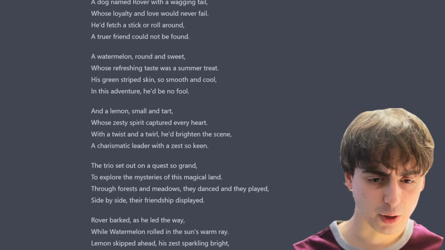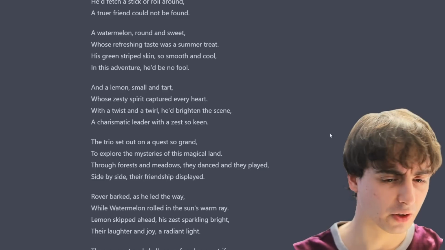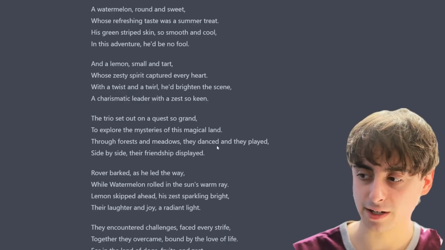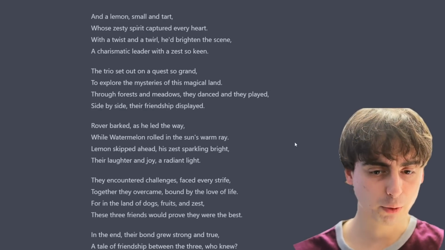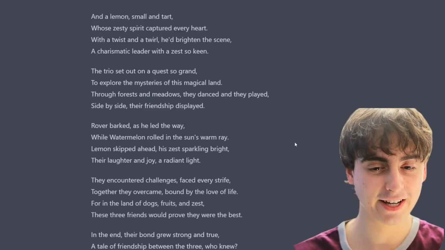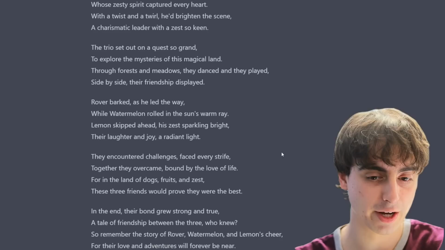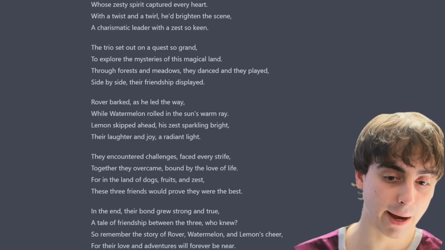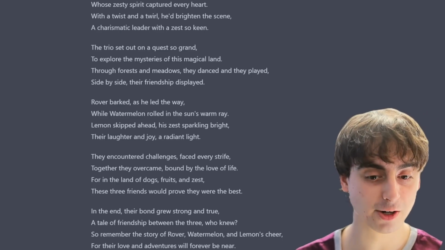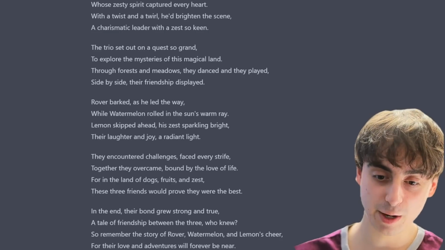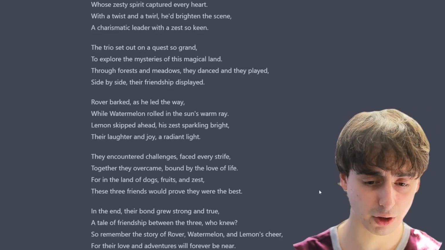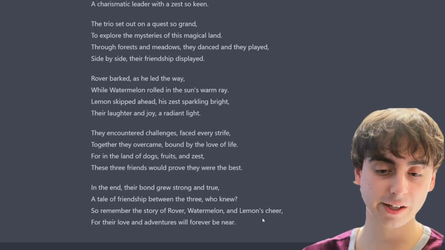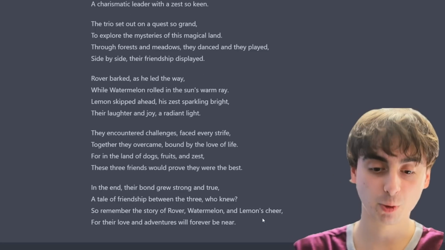The trio set out on a quest so grand to explore the mysteries of this magical land. Through forests and meadows they danced and played, side by side their friendship displayed. Rover barked as he led the way, while Watermelon rolled in the sun's warm ray. Lemon skipped ahead, his zest sparkling bright, their laughter and joy a radiant light. They encountered challenges, faced every strife. Together they overcame, bound by the love of life for the land of dogs, fruits, and zest. These 3 friends would prove they were the best. In the end, their bond grew strong and true, a tale of friendship between the 3 who knew. So remember the story of Rover, Watermelon, and Lemon's cheer, for their love and adventures will forever be near."